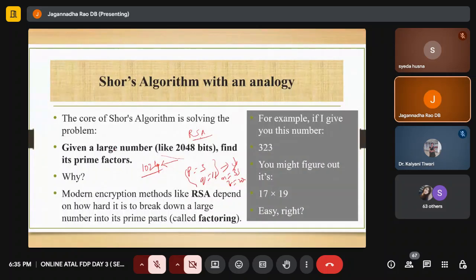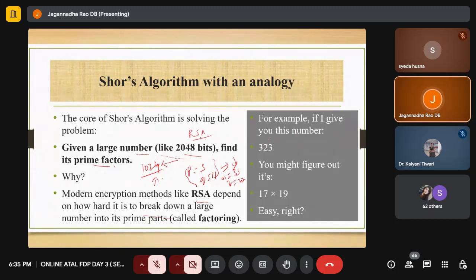But here my question is give a large number I told in the Shor's algorithm. When I go to the Shor's algorithm, I am giving two prime factors. So Q, for example, you take above 1024 bits. Before going to this, I go with a small example, not that much big numbers. Modern encryption methods for RSA depends on how hard it is to break down large numbers. So for RSA, before going, I just go with a small example.